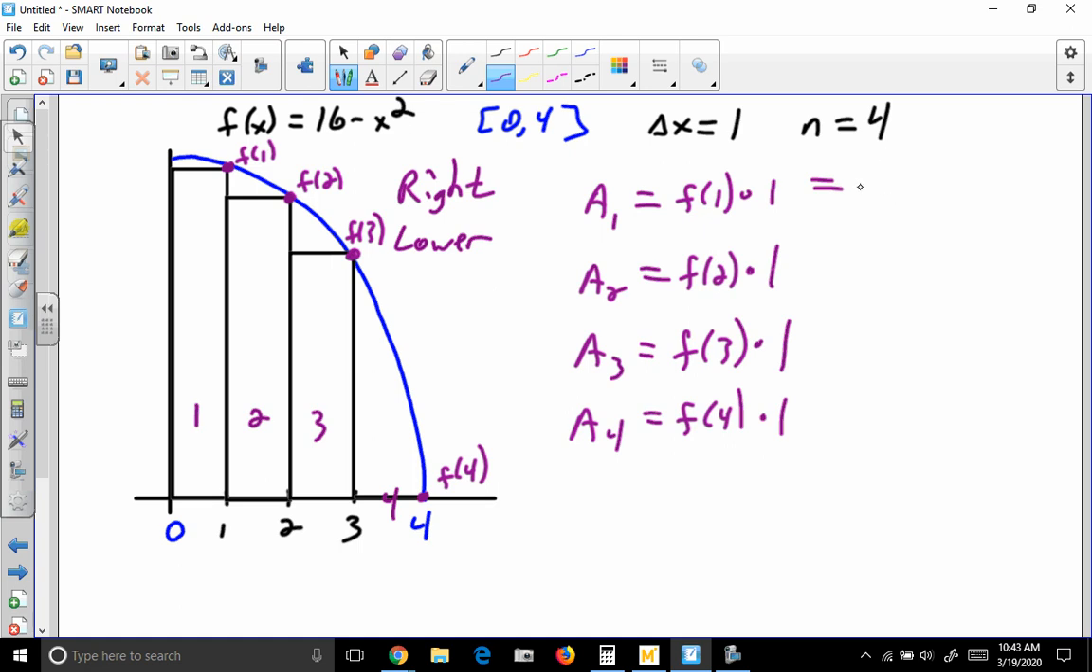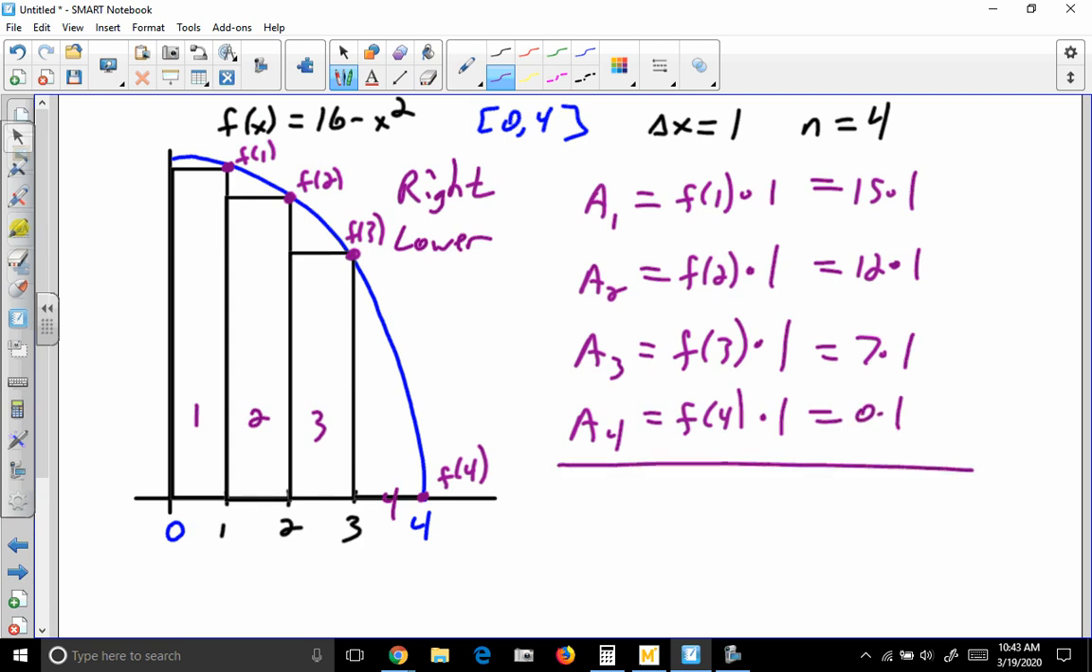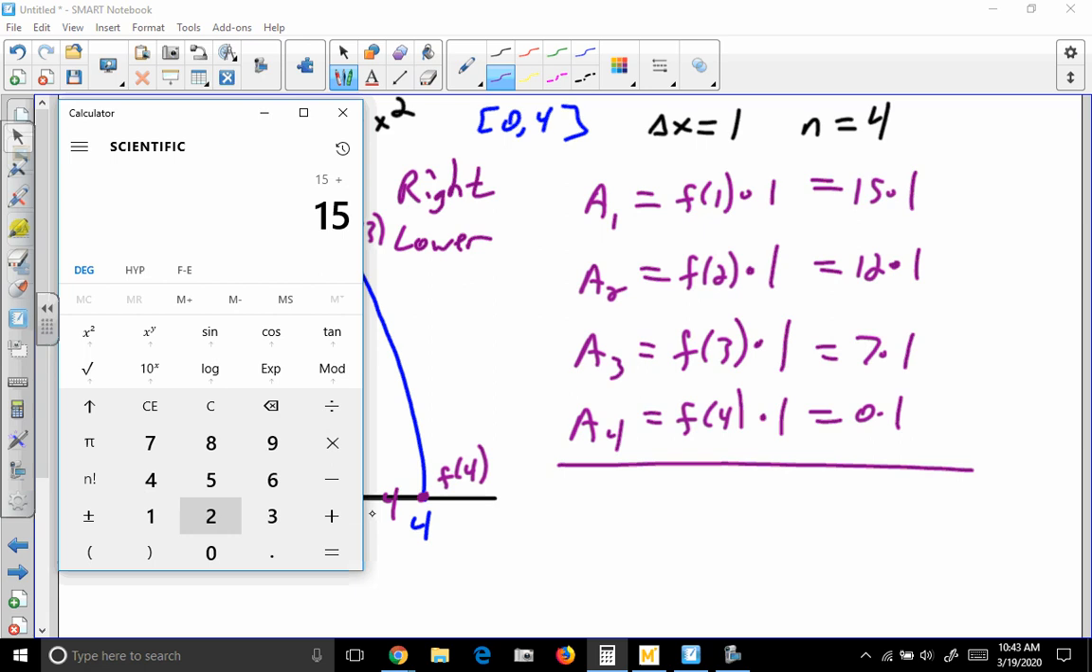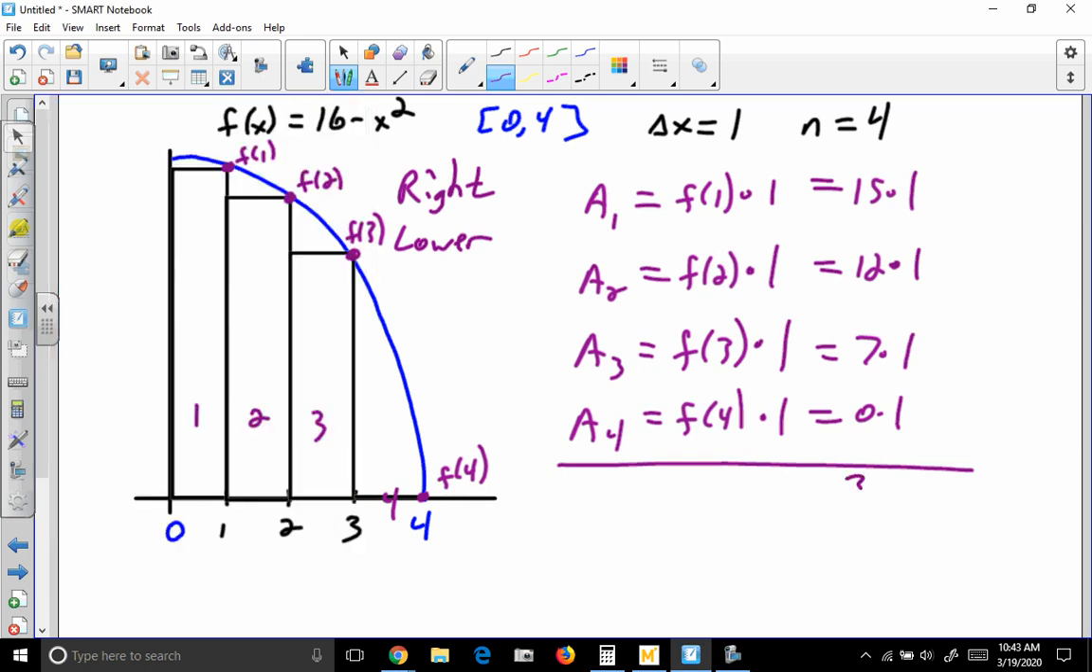So when we put 1 into our function, we got 15. When we put a 2 into our function, we got 12. When we put a 3 into our function, we get 7. And when we put a 4 into our function, we get 0. So our lower sum, our right-hand sum, is just 15 plus 12 plus 7, which is 34. So that's the lower sum.